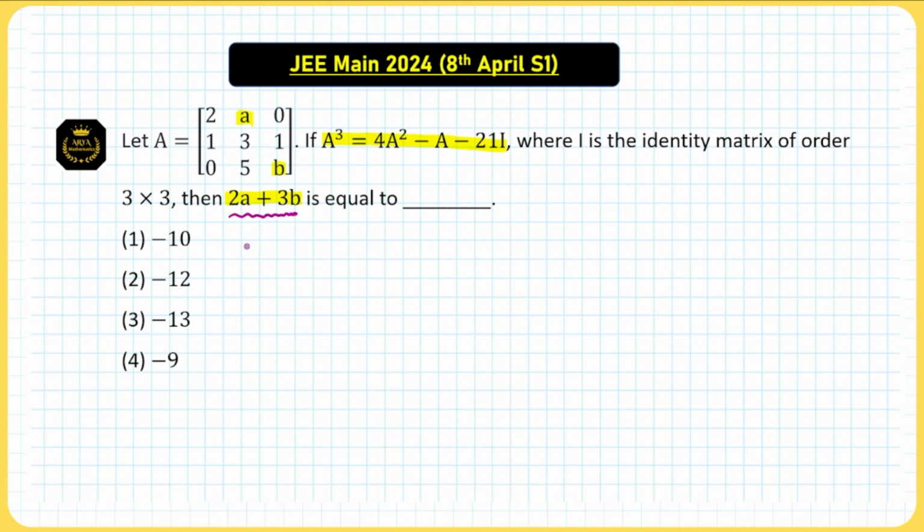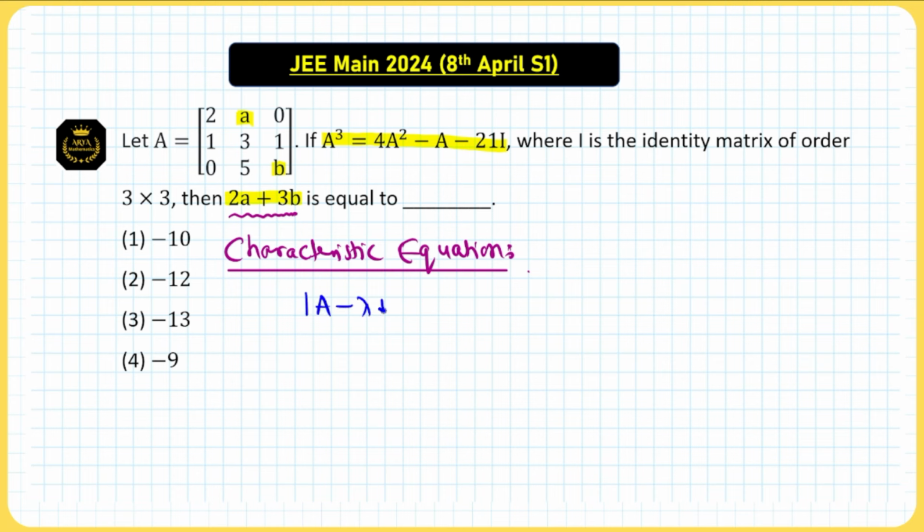Now, generally when we solve this problem, we use the Cayley-Hamilton theorem. First, we write the characteristic equation of this matrix, and then we use the Cayley-Hamilton theorem. The formula to write the characteristic equation is determinant of A minus lambda into I equals 0. That means from the diagonal elements, we'll subtract lambda, and we'll equate the determinant to 0. From there, we'll get the characteristic equation.